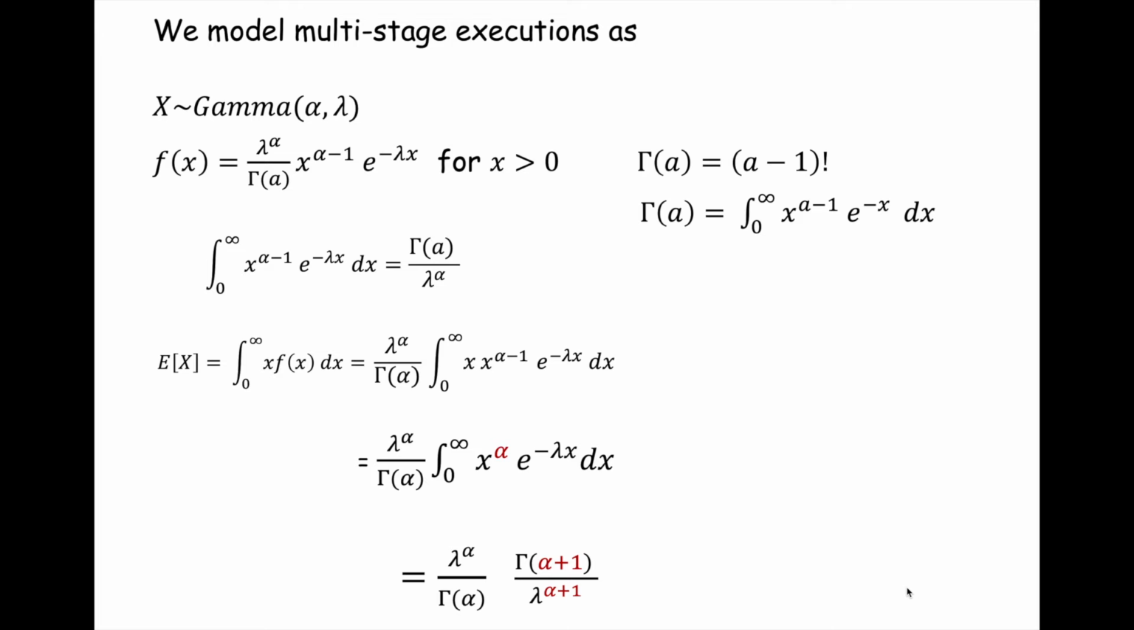I have a gamma of alpha here in the denominator, a gamma of alpha plus 1 in the numerator. I have a lambda to the alpha in the numerator. I have a lambda to the alpha plus 1 in the denominator. So now, using the definition of what my gamma function is, let's recall that gamma of alpha is the same as alpha minus 1 quantity factorial. So that means gamma of alpha plus 1 would be the same as alpha plus 1 minus 1 quantity factorial. Well, alpha plus 1 minus 1 is the same as alpha factorial.